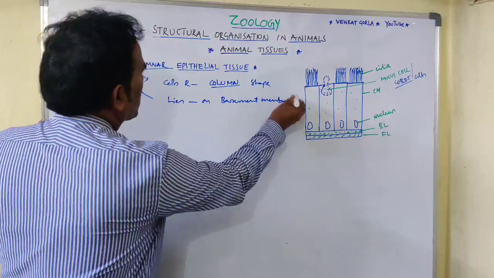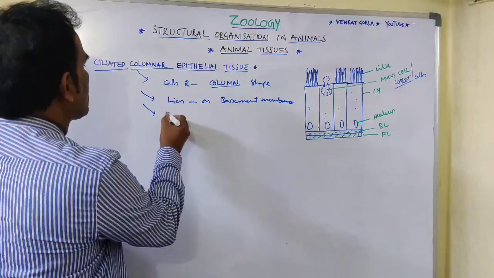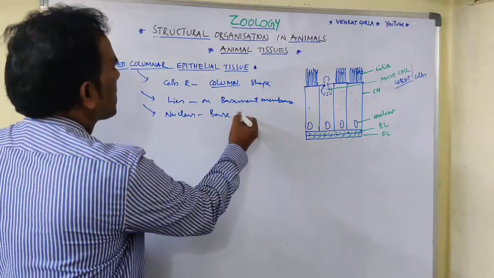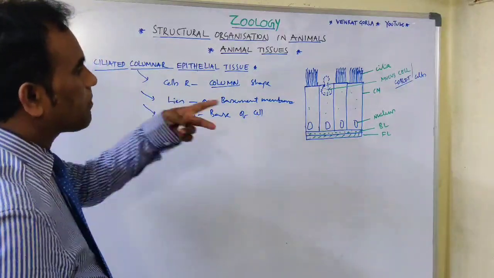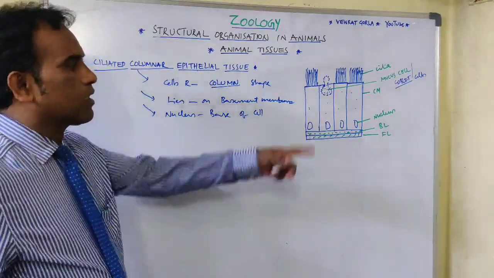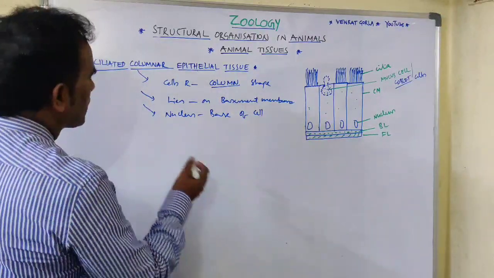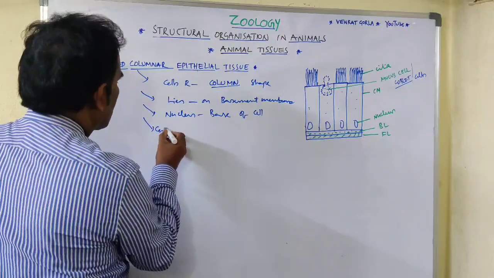This is a common point. It has an elongated nucleus at the base of the cell, and the basement membrane, as we all know, has two parts: the basal lamina and the fibrous or reticular lamina.